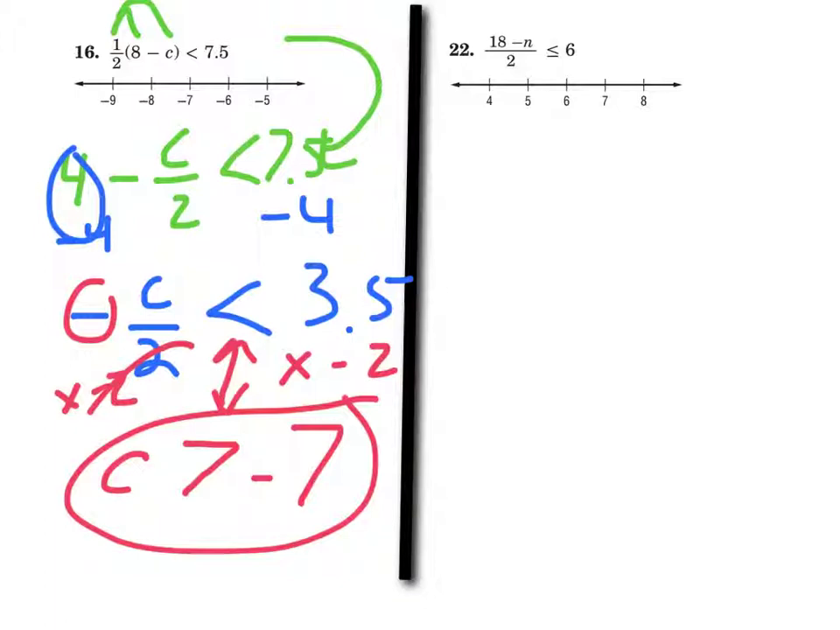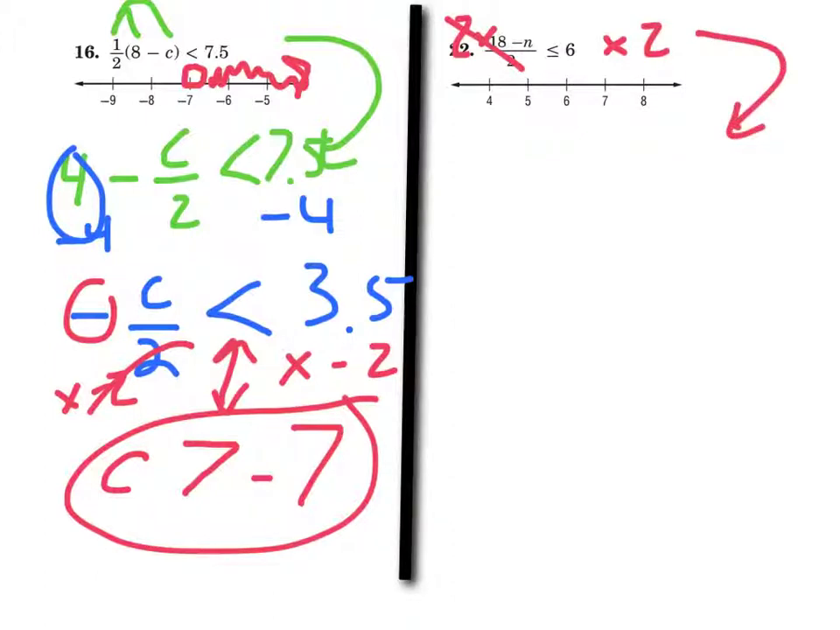Now I have to plot that up here. So if it's just greater than, I need to have an open circle, and then I fill that in. Okay, over here at 22. So the first thing I'm going to do is times 2 on both sides to cancel that out. All right, to cancel out the 2 in the denominator.